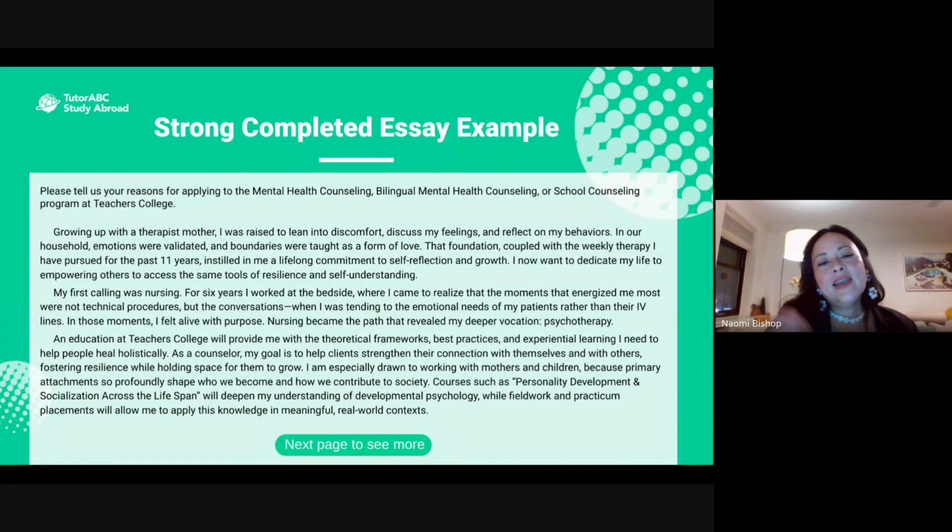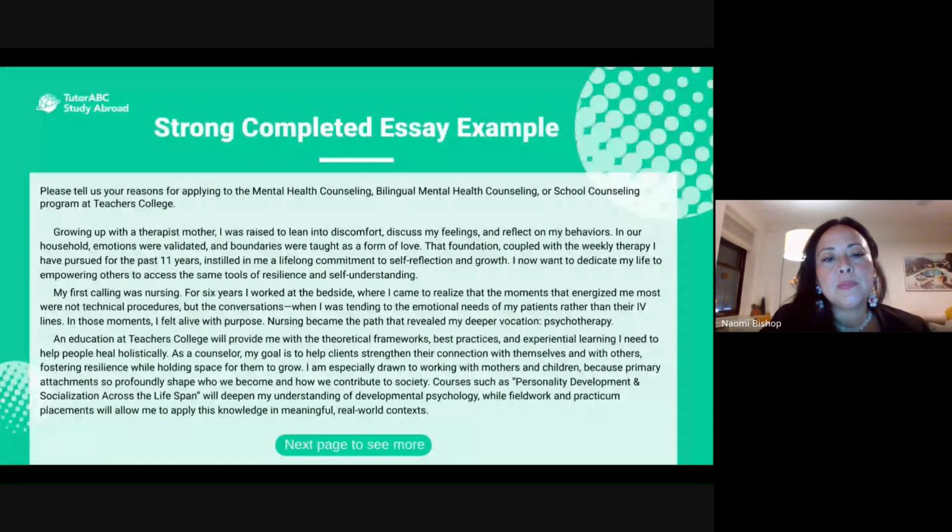Okay. Here's an example of what I think is a strong completed essay. I am not going to read it, but if you want to take a few minutes to skim through it, we can discuss what's working here. Maybe I'll just read the first paragraph and the last one. The prompt for this is, please tell us your reasons for applying to the mental health counseling, bilingual mental health counseling, or school counseling program at Teachers College. This is an actual essay that I worked on with a student years ago.